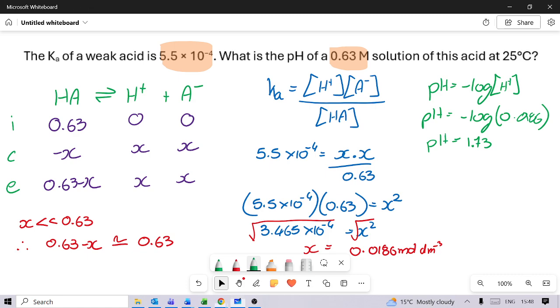Okay, remember, weak acids do not have to have a pH of 4 or higher. So weak acid just means they only partially dissociate.